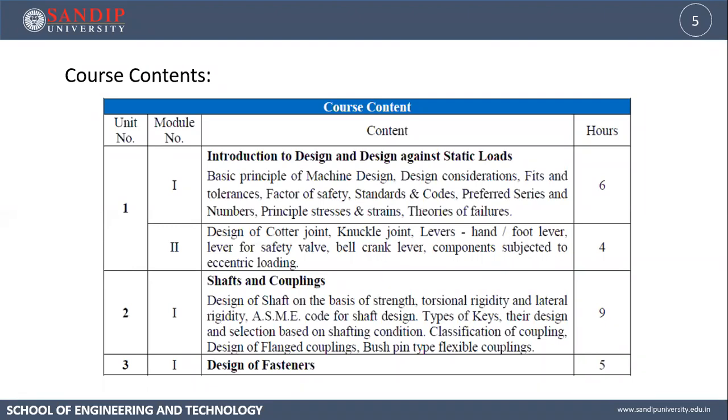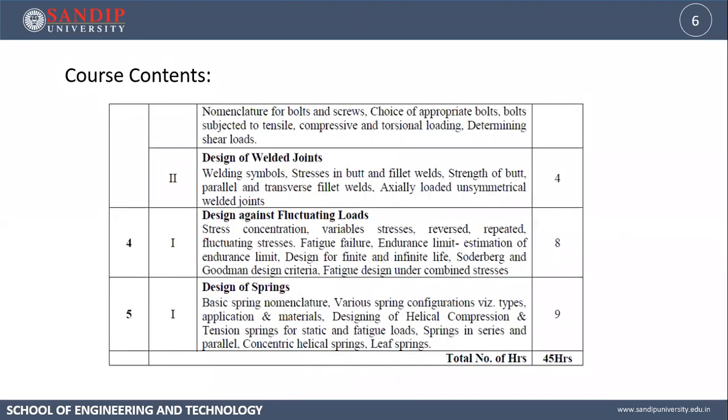Then along with this, in this unit, you will study the design of fasteners. Bolts and screws will be discussed, and various loading conditions, direct and eccentric loading for the bolts, will be considered in this particular unit. And when we are designing fasteners, we will also see the design procedure of welded joints. So this is unit number 3.